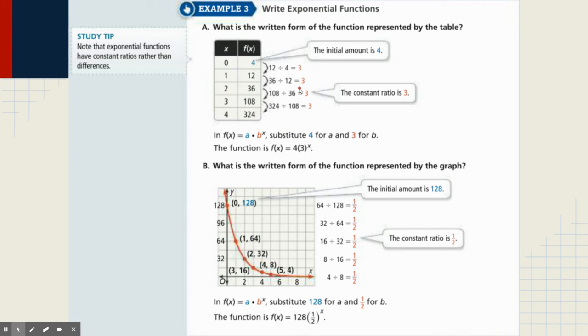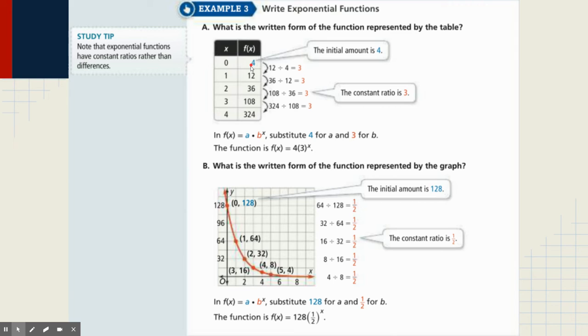The next type of problem we're going to see is when we have a table, and from the table we have to write the equation. So we need two things here: the initial amount and the constant ratio. Initial amount is pretty straightforward. It's the y value, the output value, or the f of x value, however you want to think of that, when x is 0. So here, it's 4.